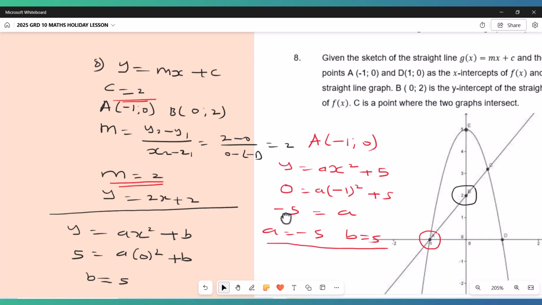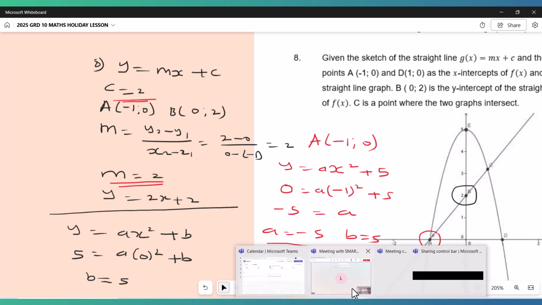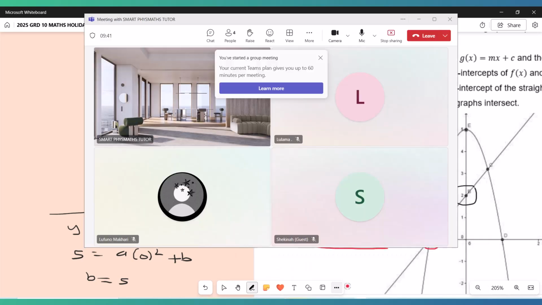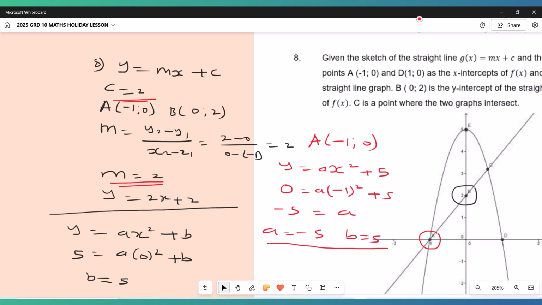Should we proceed or do you have a question? Shekaina, are we together? Are we together, Lufuno? Lufuno, are we together? Okay, let us continue.